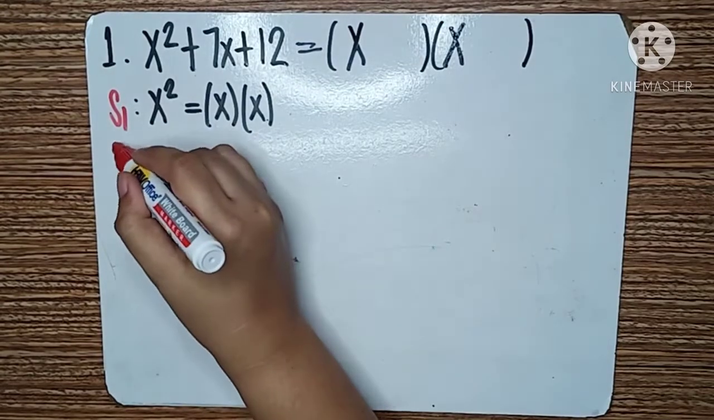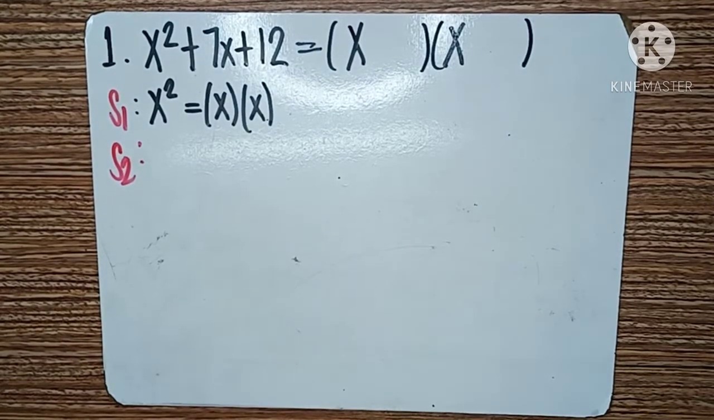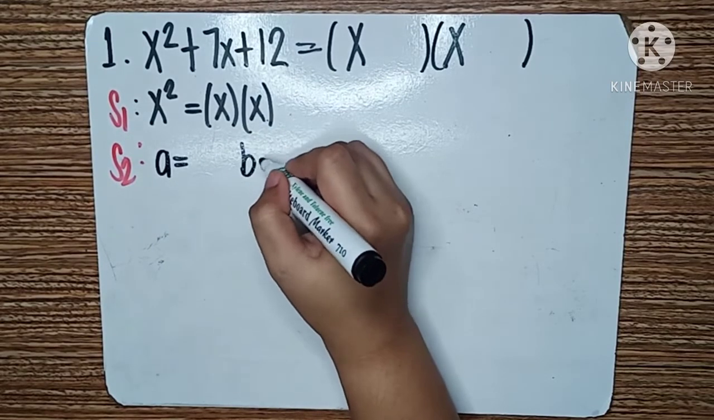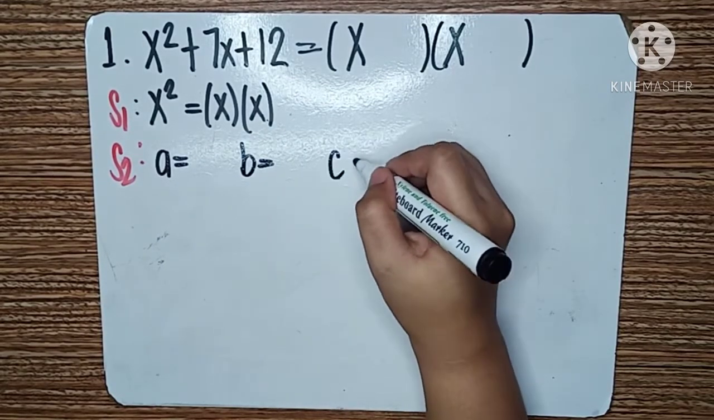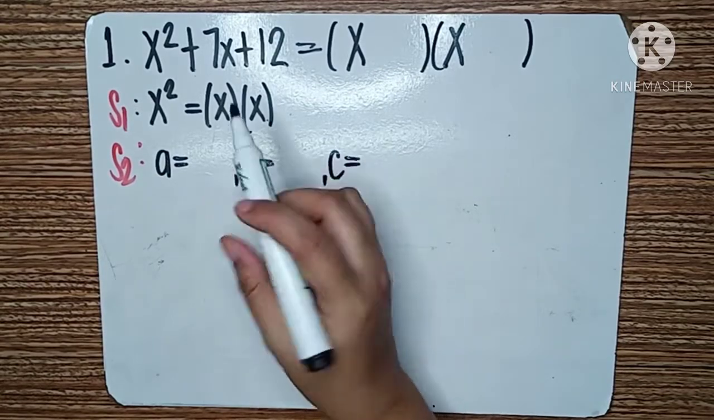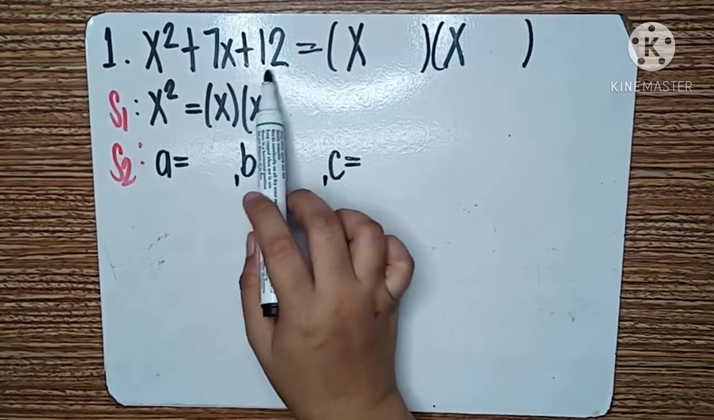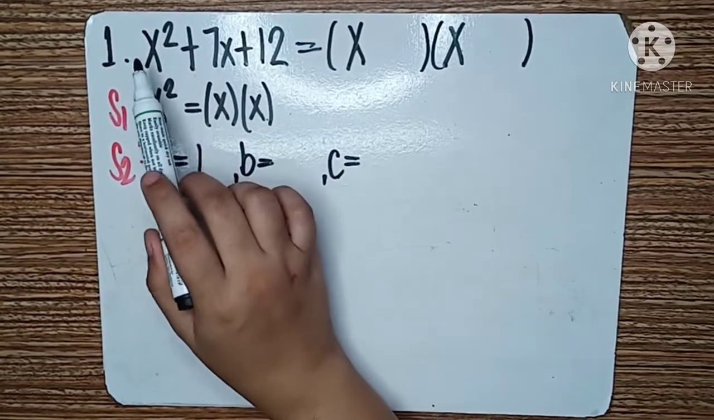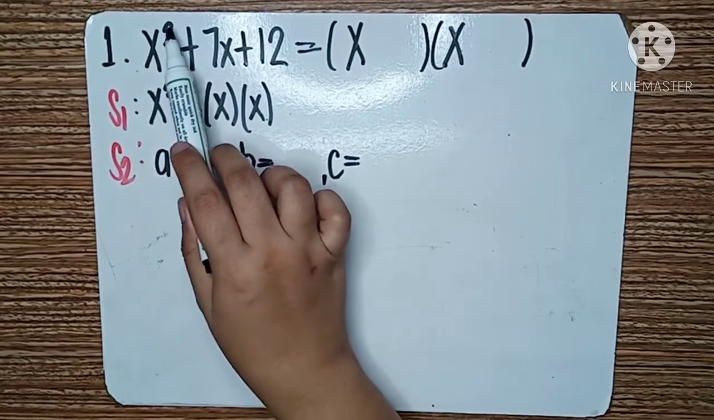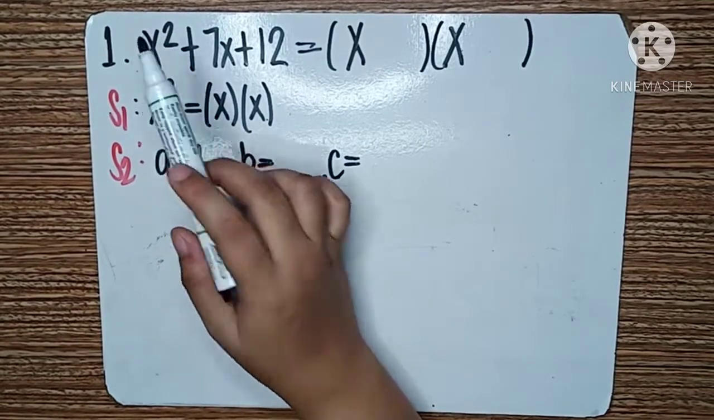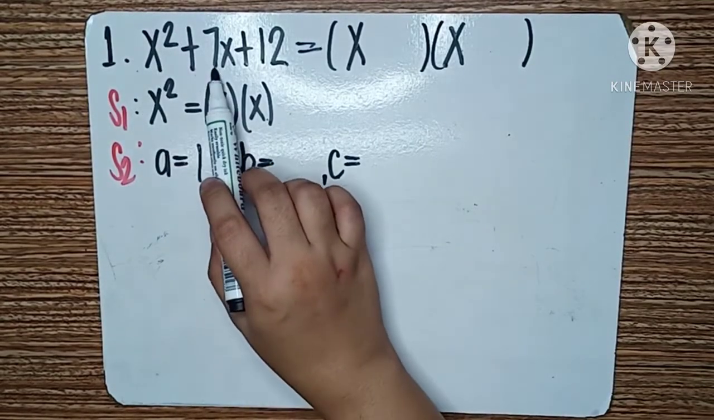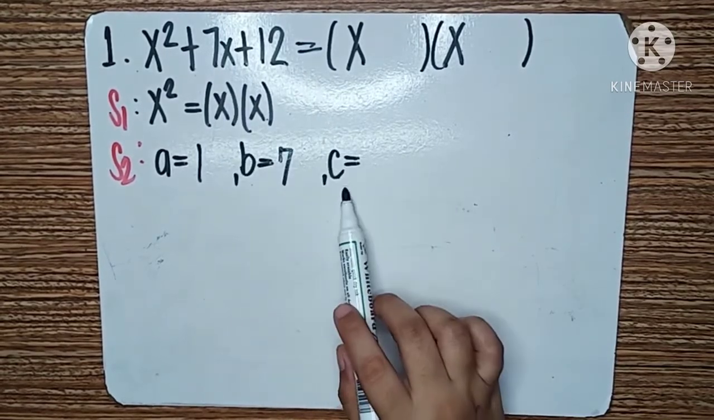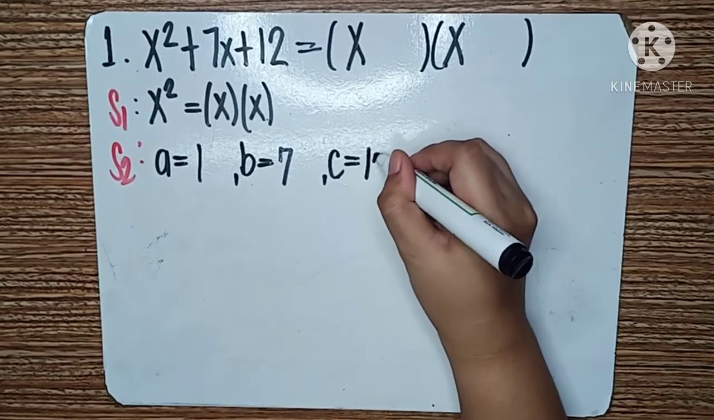Step 2. We'll identify the value of a, the value of b, and the value of c from our given quadratic trinomial. So, the value of a is 1. Yung katabi ni x squared, wala kang nakikita. Kaya that is invisible 1. And for the value of b, it is 7, the numerical coefficient of the middle term. And c is the constant term, which is 12.